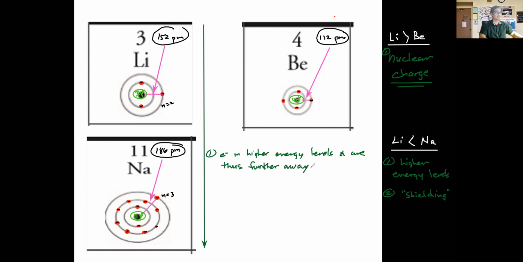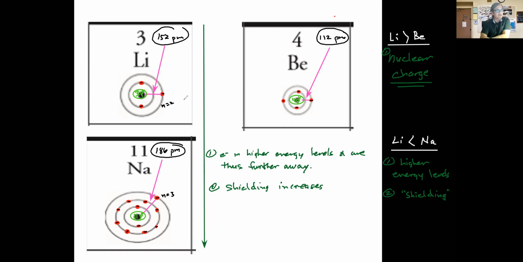Okay, so that's one reason. And then secondly, shielding increases as you go down a group. So two factors explain why the size of the atom gets larger as you go down a group. First, you have electrons that are further away, they're in higher energy levels. And second, you have greater shielding. You're adding more electrons in between, and so the shielding will also increase.